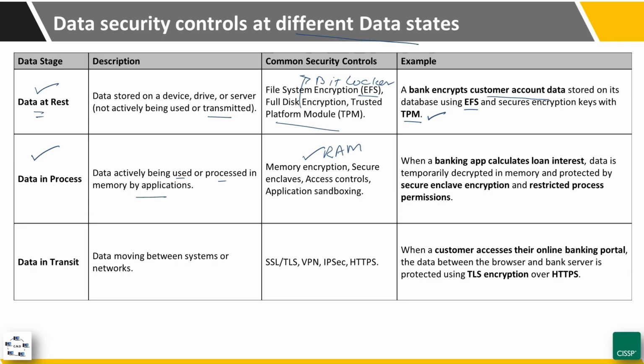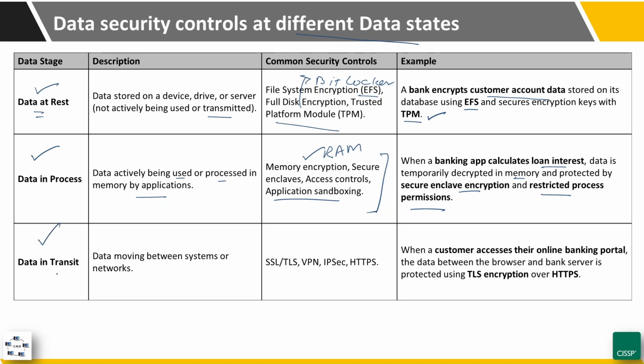Secure enclaves. So there are secure enclaves inside memory where we can securely process the data. Access controls, application sandboxing. So these are some of the security controls for data that is actually being processed. An example of this, our banking scenario, is when a banking application calculates loan interest, data is temporarily decrypted in memory and protected by secure enclave encryption and restricted process permission.